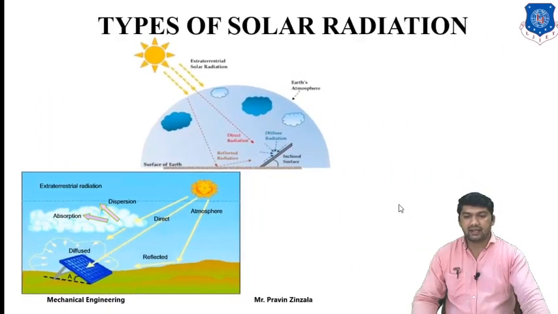The next radiation is extraterrestrial radiation, meaning radiation received at the top of the atmosphere. Extraterrestrial radiation travels almost entirely through vacuum. Whenever it enters the atmosphere, it starts to scatter, so its intensity decreases. So terrestrial radiation means radiation received on Earth's surface, and extraterrestrial means radiation received at the top of the atmosphere.